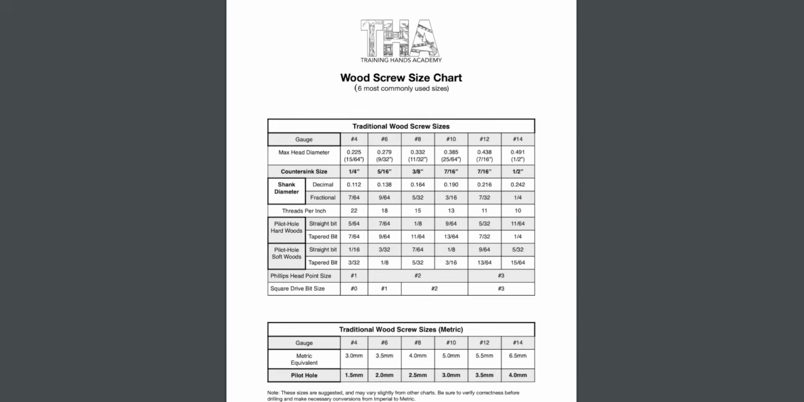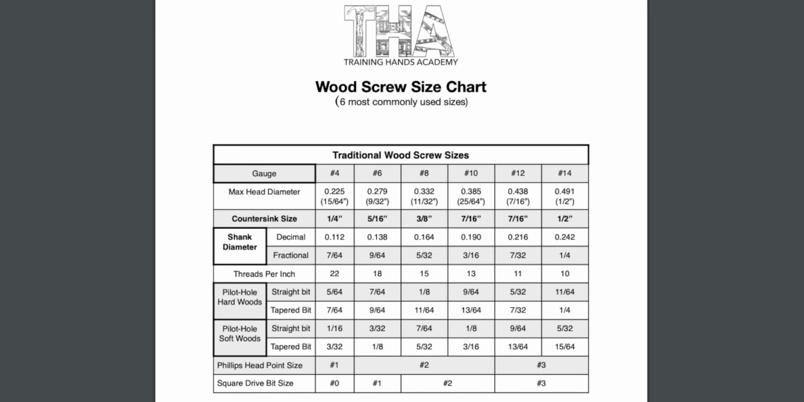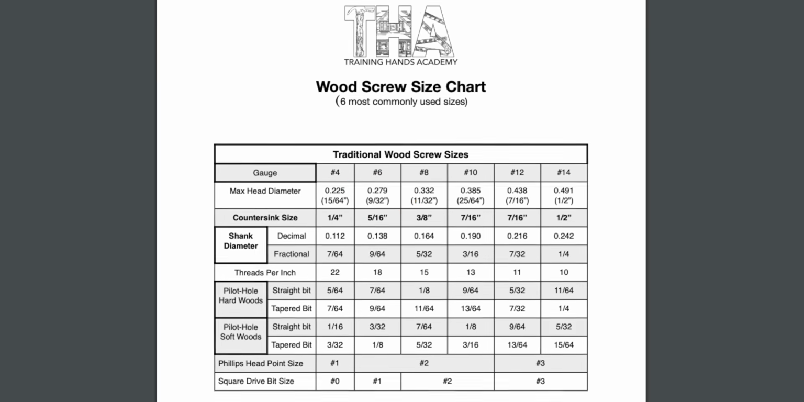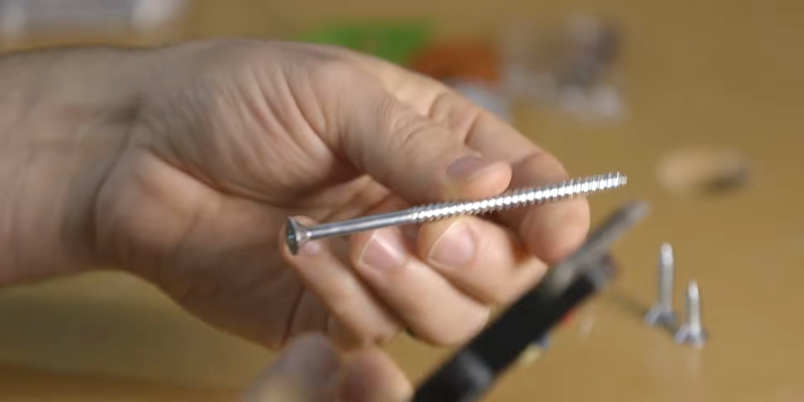The head size for wood screws is sometimes labeled as a max measurement on screw charts. For example, the number 6 or 3.5 millimeter screw has a max head diameter of 0.279 inches or 7 millimeters. It's most likely labeled as a max size because a lot of wood screws actually have smaller heads than the max size diameter. Next is the shank size.